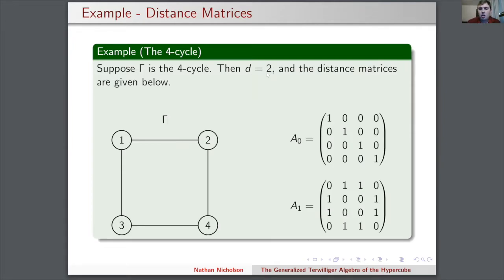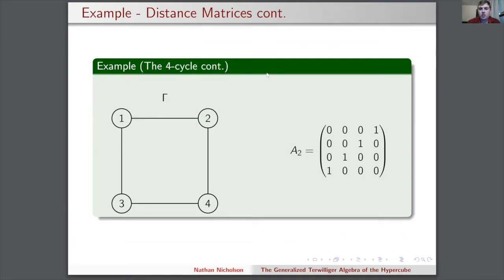given on the graph. We can see that A0 is just going to be the identity matrix. A1 is going to, again, have a 1 on any XY column where X and Y are distance 1 apart. Then A2 looks like that.